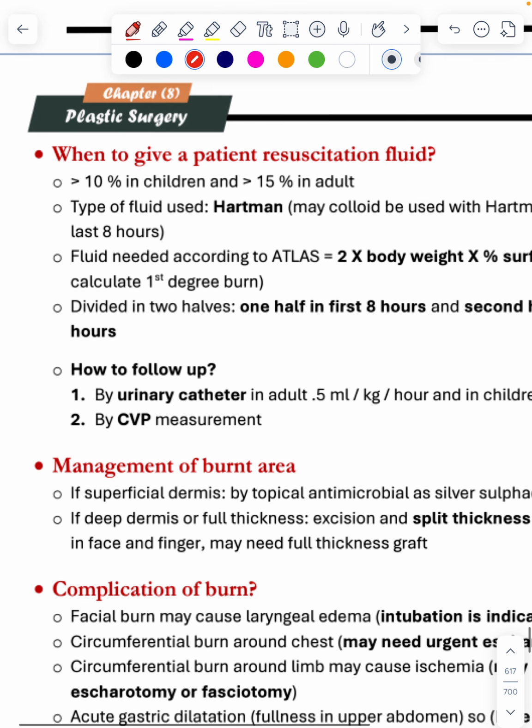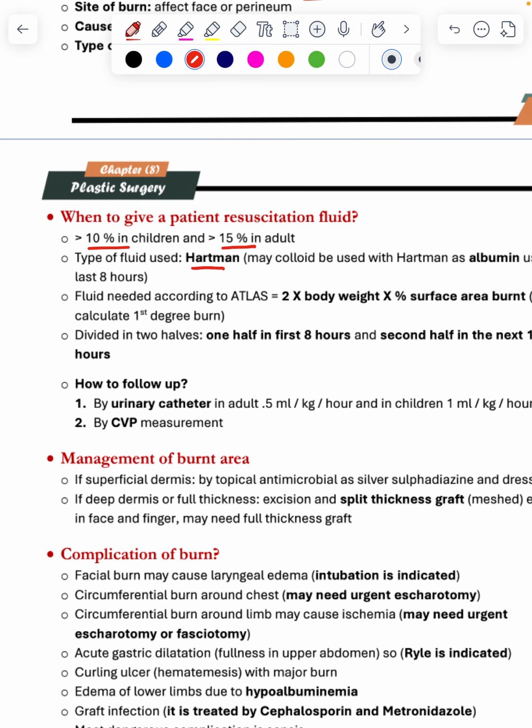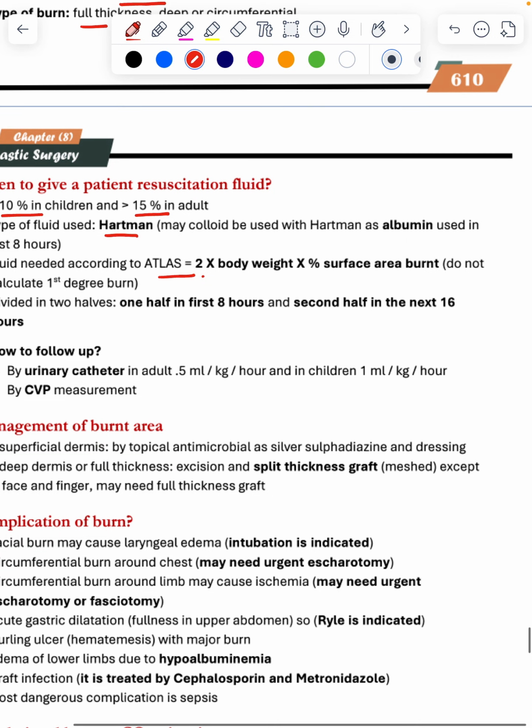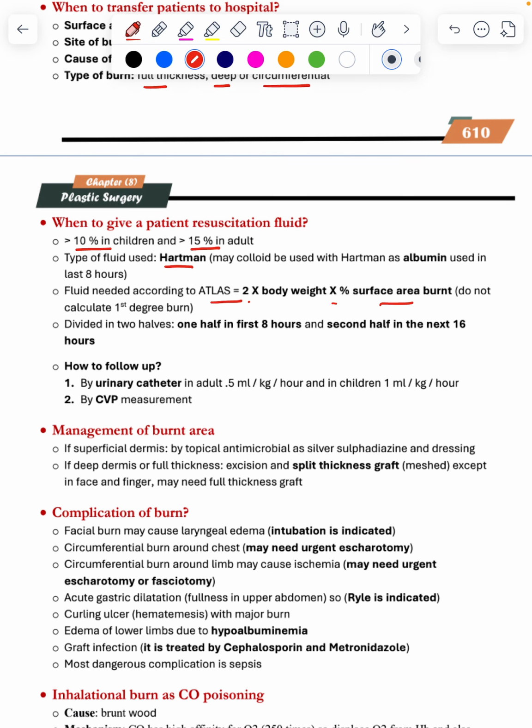Resuscitation fluids: more than 10% in children, more than 15% in adult. IV fluids. Fluid is Hartmann. This formula is coming most of the time. ATLS says 2 ml into percentage into surface area. Do not calculate for first degree. First degree burn is superficial. Divide into 2 halves. One half is in the first 8 hours, the second half in the next 16 hours. So if you are dividing, 2 ml times percentage of burn times weight will give the volume for the first 8 hours.